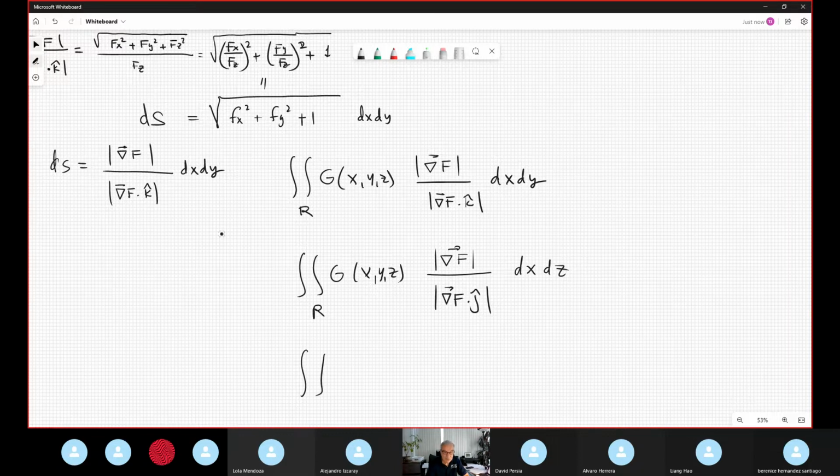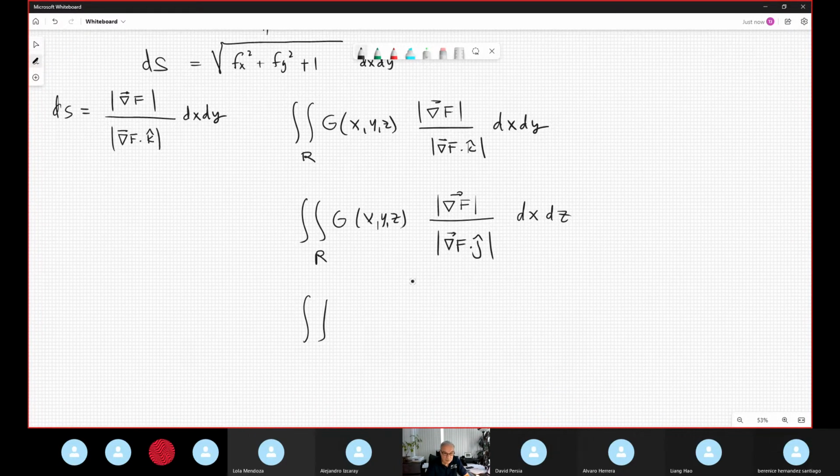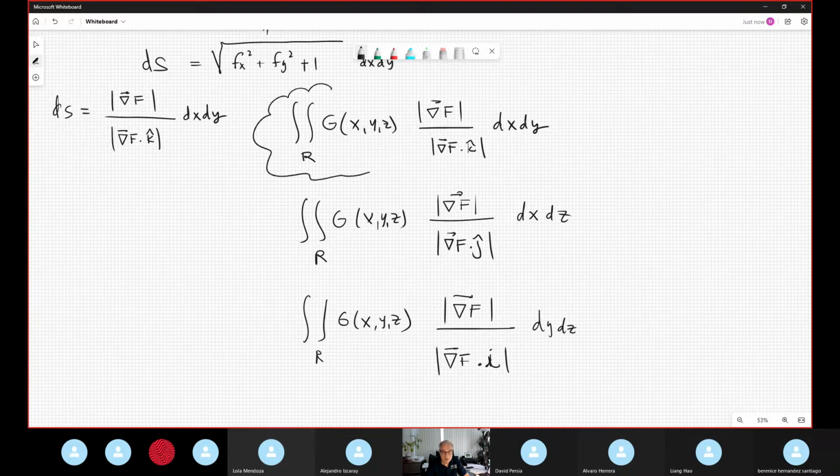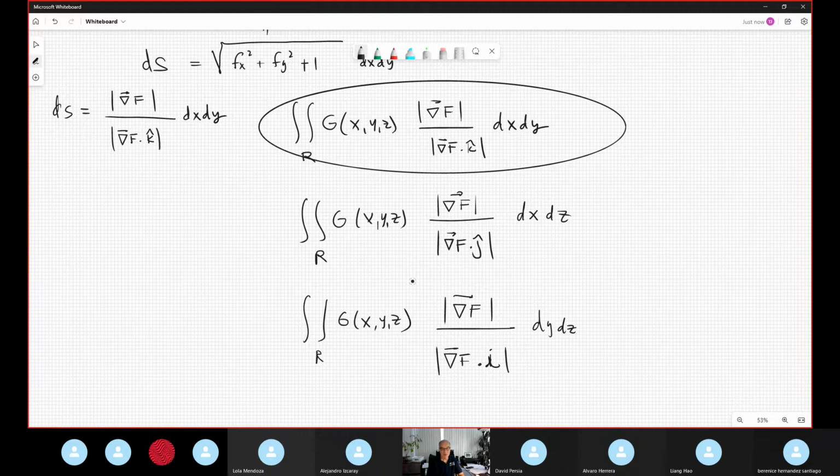And another possibility is, again, the integral function: magnitude of the gradient divided by the magnitude of the gradient dot product k. Then, when the situation happens, you are projecting on the yz plane, dy dz or dz dy. It's obvious that the most popular equation is this one. But it's not important. It's in general.